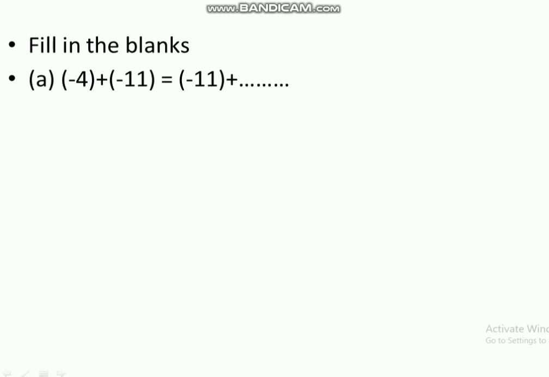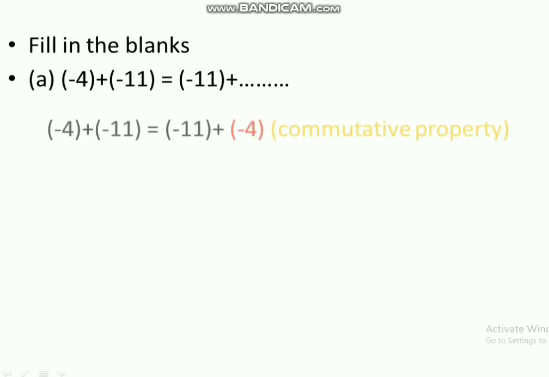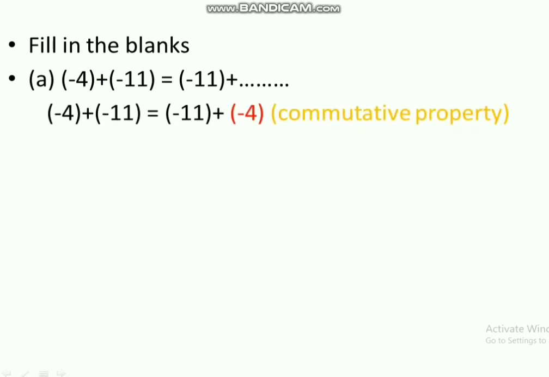We have some questions where we need to fill in the blanks. First one is negative 4 plus negative 11 is equal to negative 11 plus dash. Just think about the properties. Here we are adding two integers, so we will apply the commutative property, which states that we can add two integers in any order. That is, negative 4 plus negative 11 is also equal to negative 11 plus negative 4. So here in the blank we will fill the answer as negative 4.